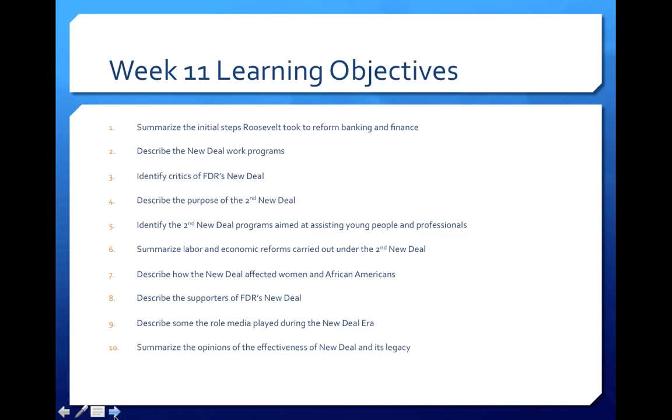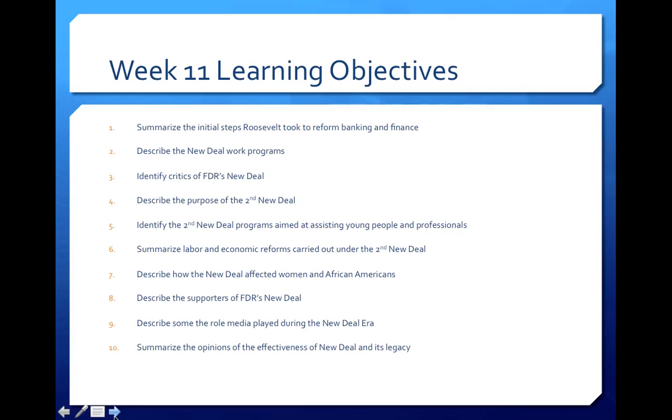By the end of these notes, you should be able to answer the following learning objectives. 1. Summarize the initial steps FDR took to reform banking and finance. 2. Describe the New Deal work programs. 3. Identify critics of FDR's New Deal. 4. Describe the purpose of the second New Deal.